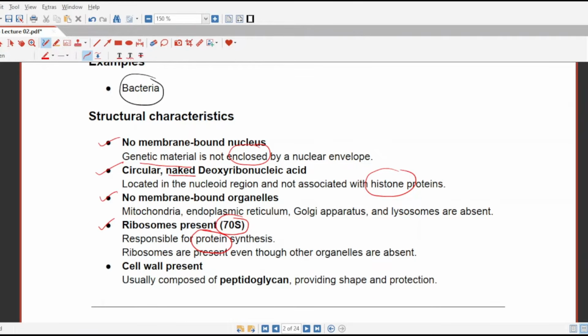And what about the cell wall? It does have cell wall. This is very important to consider. And the cell wall is made up of peptidoglycan. And this peptidoglycan provides the shape and protection against outside environment.